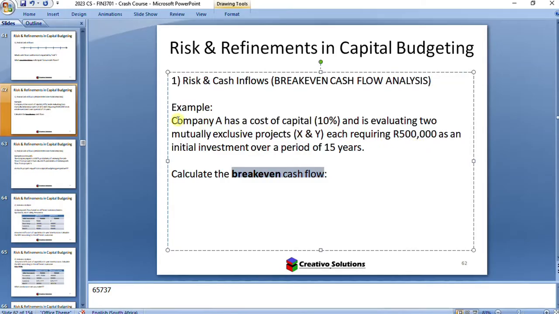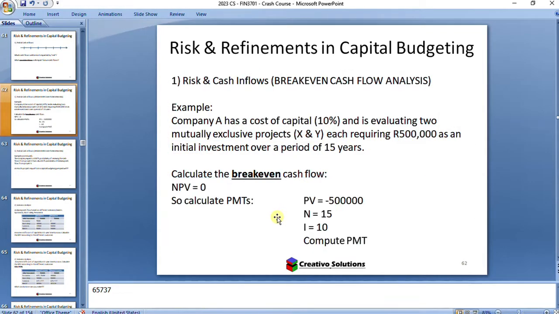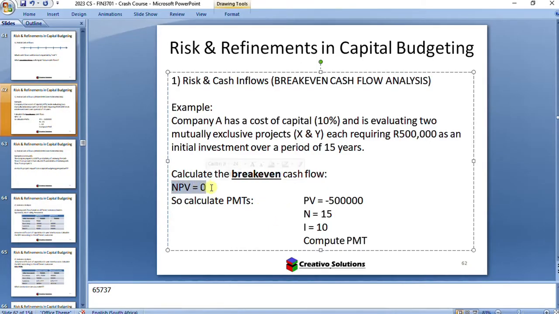So if I'm looking at a company that has an initial investment of 500,000, if I'm working out break-even points, I need to work out where the NPV is 0. Okay, 0 meaning I'm not creating any value. When NPV is positive, now I'm creating value. I'm making a profit. Right, so this is just time value of money. Right, break-even cash flow analysis.